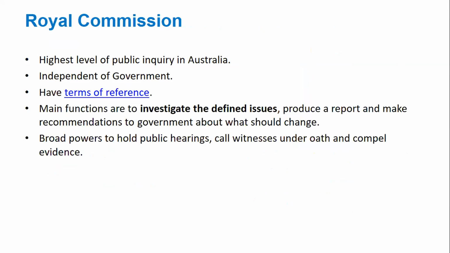So what is a Royal Commission? Well, it's the highest level of public inquiry in Australia, and it's independent of the government. There's always terms of reference, and their main function is to investigate the defined issues, produce a report, and make recommendations to the government about what should change. They have broad powers to hold public hearings, call witnesses under oath, and compel evidence.